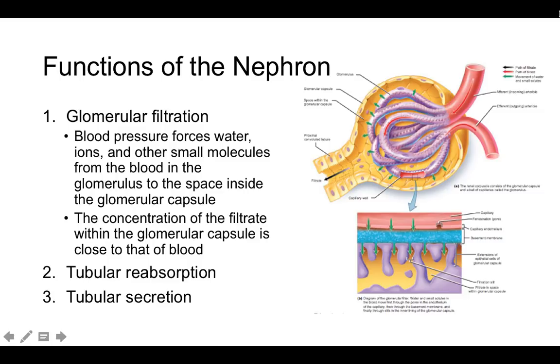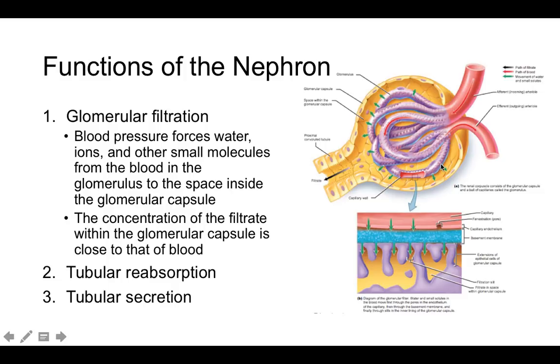Glomerular filtration. Here we have glomerular filtration. Here we have the afferent coming in. And here is our glomerulus, this big tuft of capillaries. And then we have the efferent, which is returning. Now, within this glomerulus, the blood pressure of the blood as it's coming in forces water and small molecules from the blood into the capsular space.